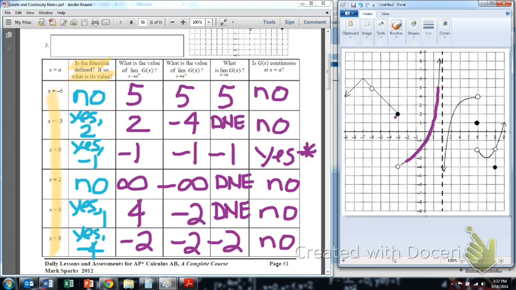So you'll notice the only place where the function was continuous was at 0. And notice the values here. The value of the function and the value of all the limits were the same.